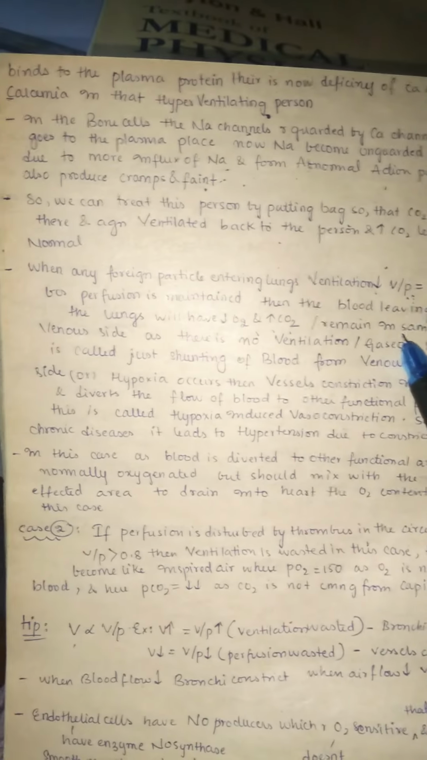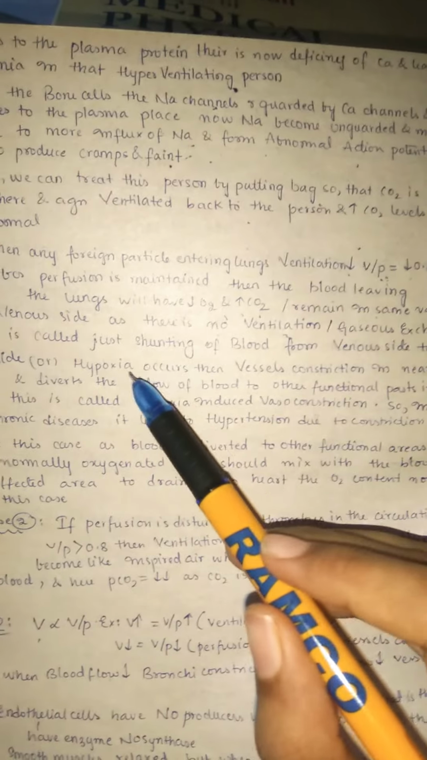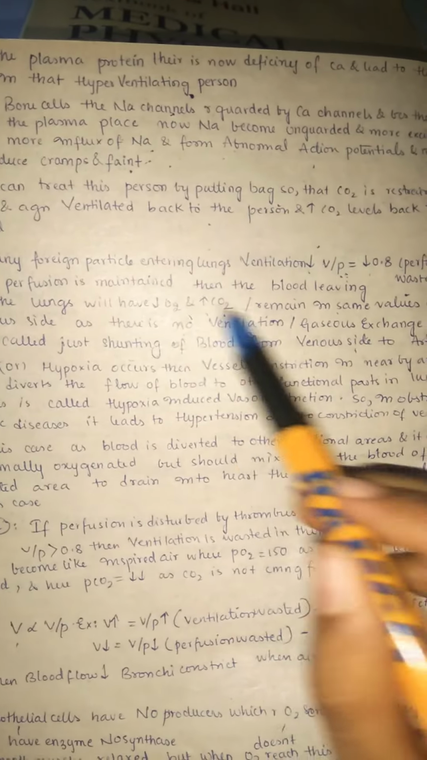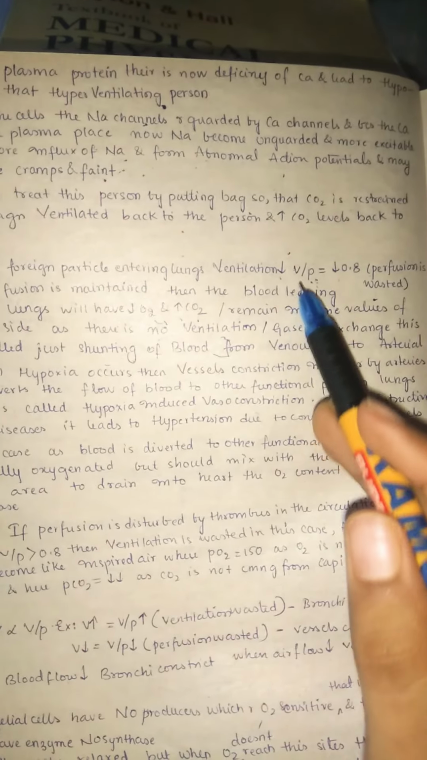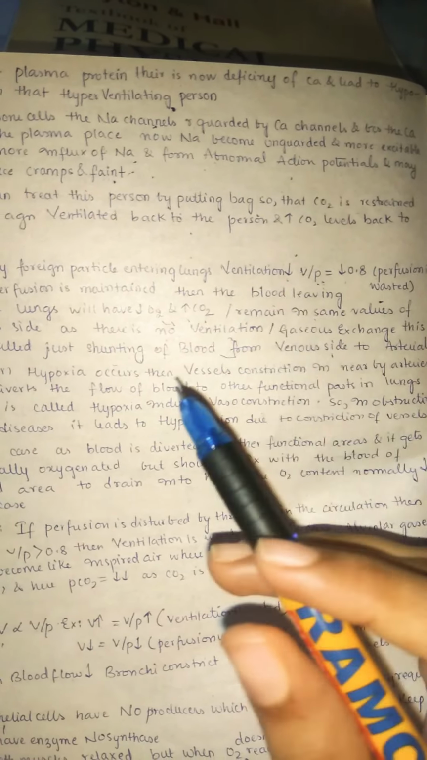The values remain the same as on the venous side, as there is no ventilation or gaseous exchange. So this is called shunting of blood from the venous side to the arterial side. In this case, because the ventilation is low, it is almost equal to no gaseous exchange having taken place, so the same values of oxygen and carbon dioxide are also found as on the venous side. This is called shunting.